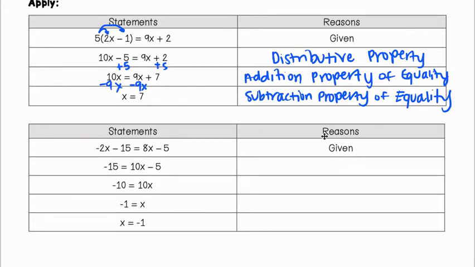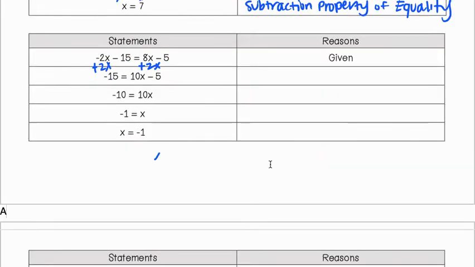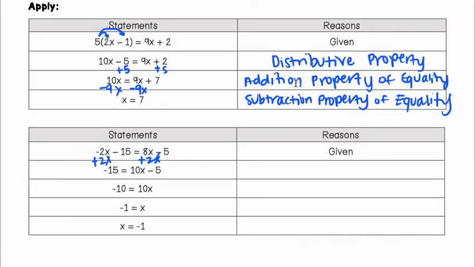In my first problem, I can see that I have negative 2x minus 15 equals 8x minus 5. So what did I do to go from the first line to the second line? Well, I can see my negative 15 is still there, but the negative 2x is gone. Since it was a negative 2x, I needed to add 2x to both sides. So that means in my first step, I used the addition property of equality.